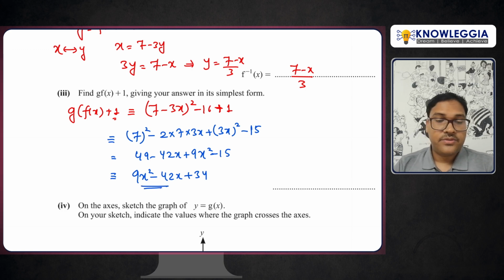So this is the graph, this is the function. This is the question g of f(x). So you can check the answers. So this is 9x squared minus 42x plus 34. That is the correct answer.